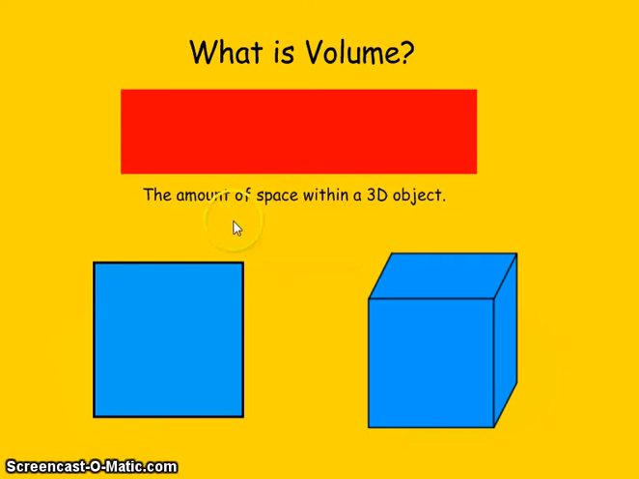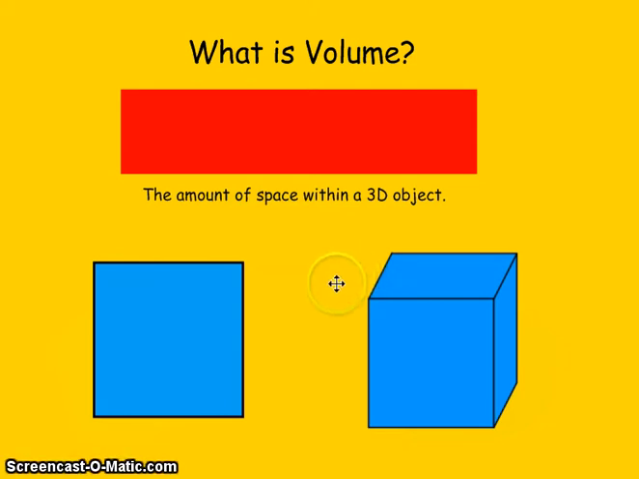Well, volume is the amount of space within a 3D object. That's important to note, that volume is in a 3D object. So I have two shapes down here. One of them is a 2D shape and one of them is a 3D shape. I'm sure you would all agree with me that this square is a 2D shape and this cube would be a 3D shape. We know a 2D shape is flat, and a 3D shape has depth, it has height. It's not something that is flat. We think of 2D as flat and 3D as something that is not flat.